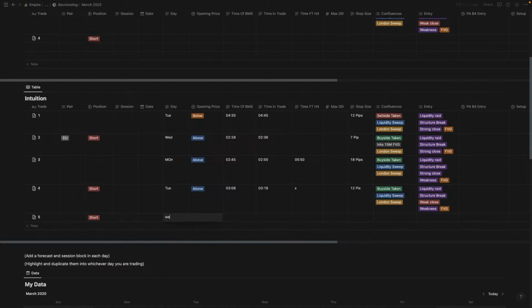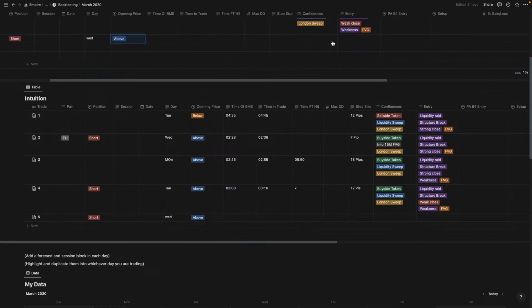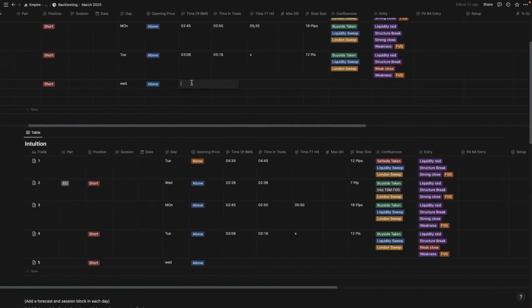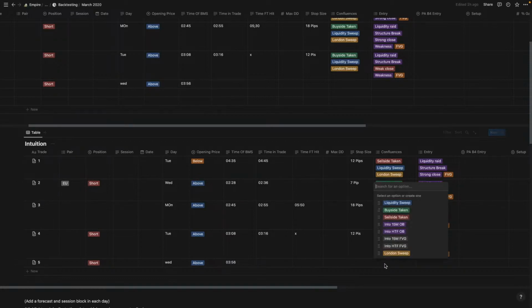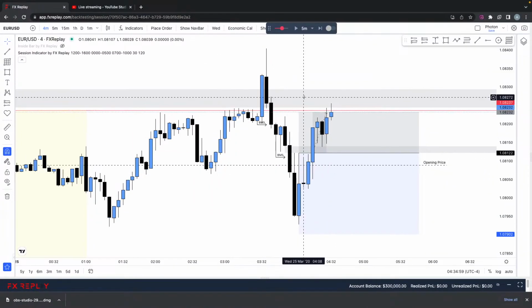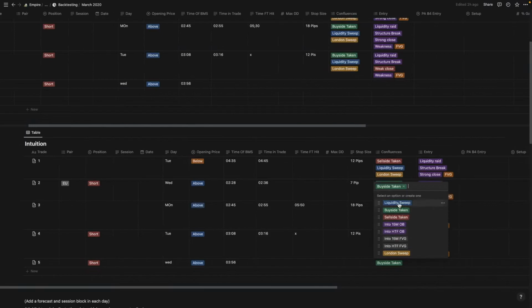Short, what was this? Wednesday. Wednesday, we were above on this, above on this. What time was this? 3:56. Okay, so buy side was taken. Definitely showed weakness as well, into a 50-minute fair value gap.